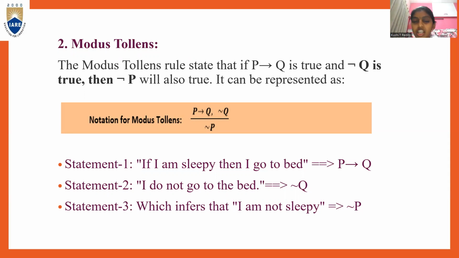So now let us take another example. If I am sleepy, then I go to bed, which is P implies Q. I do not go to bed, that is negation Q. Which infers that I am not sleepy, that is negation P.